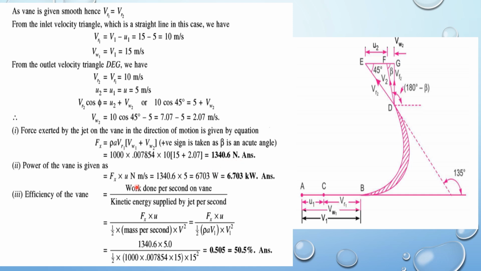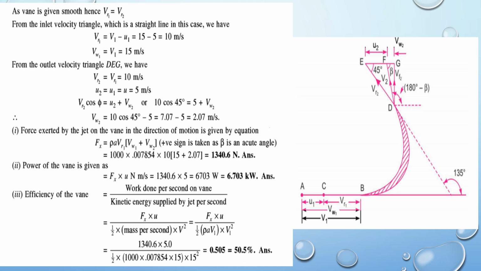1340.6 Newton. Again power is given by Fx into U, this much watts, or dividing it by 1000 you will get 6.70 kilowatts. And efficiency is output by input. Output is work done per second, which is again 6,703, and the kinetic energy is half mv square. So substituting the values, we will get 50.5% efficiency.